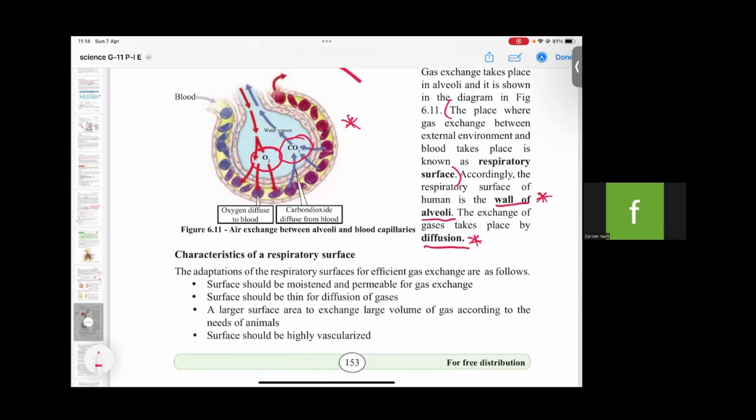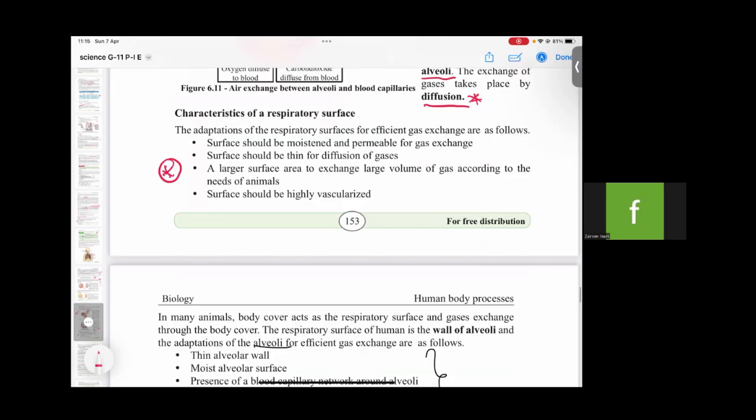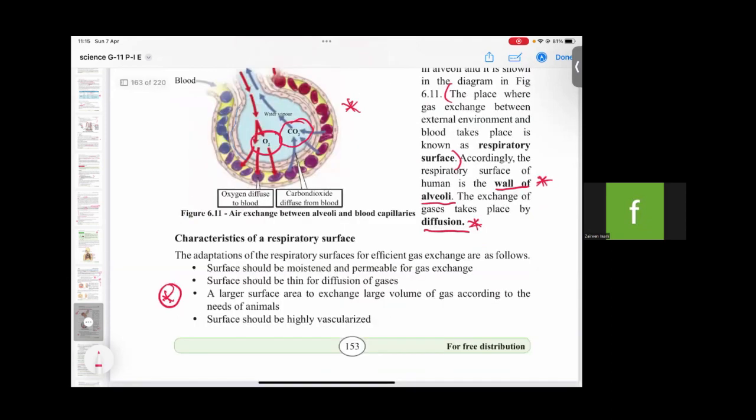Now, you should know some characteristics of the respiratory surface. Obviously, they will definitely ask if there's a question regarding the respiratory system. There are 4. You need to remember all 4, at least 3. What are the adaptations? It should be moist and permeable for gas exchange. Then only oxygen and carbon dioxide can go. Otherwise, with a rigid structure, how can they diffuse? So there should be some spaces. The surface should be thin for diffusion of gases. If it's a very thick wall, then it can't happen.